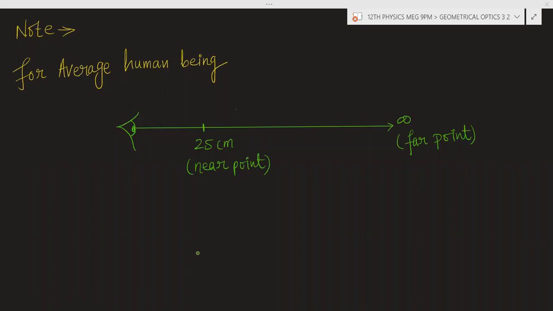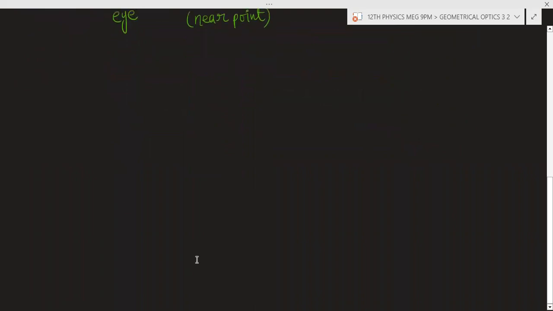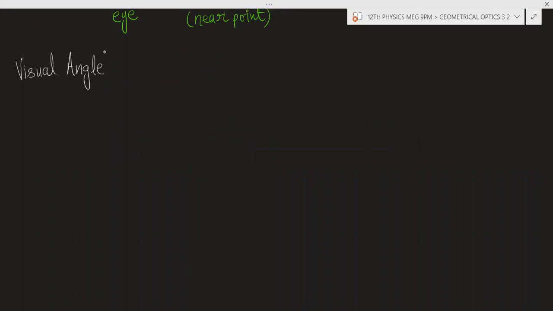So basically, this is the eye. After that, there is a term that we will use in the simple microscope and the compound microscope: the visual angle. Now, what is the visual angle? Basically, I will explain this with the help of one example.